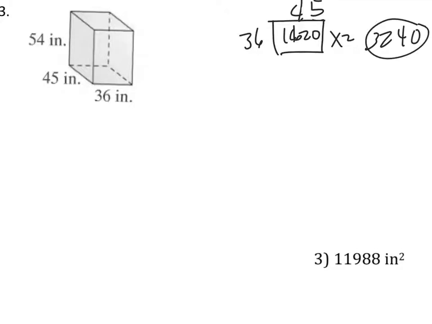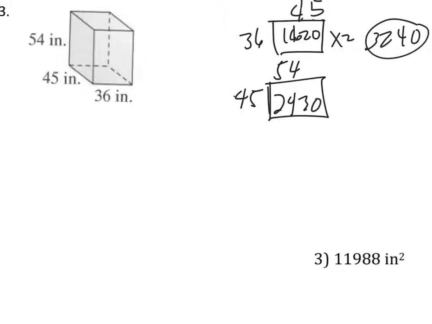Okay? Then in addition to that, we have the sides. So we have the left and right. So this side and the one you can kind of see through the rectangular prism here. That's 54 by 45. So I'm going to draw that out. I'm going to draw 54 by 45. And again, just use your calculator to multiply that out. That's 2430.